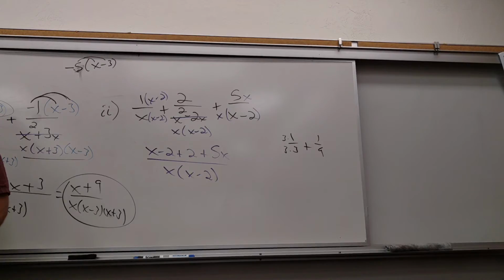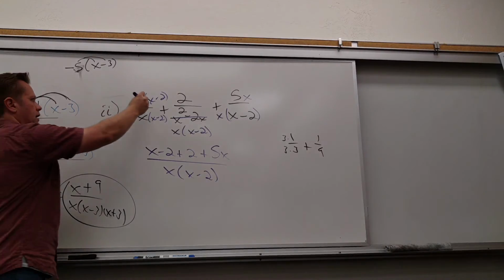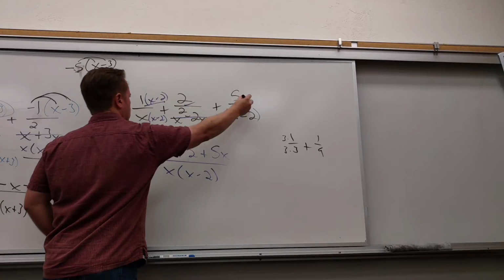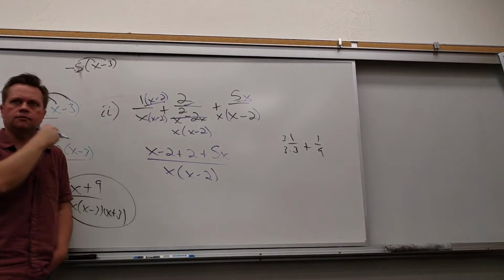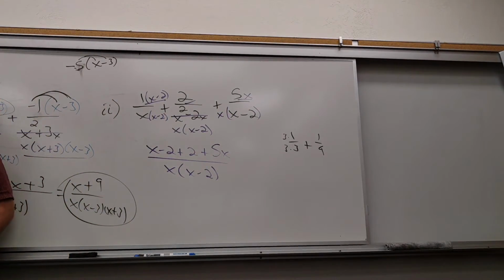Add the tops. Is that cool? So I took that top, plus that top, plus that top, all over the common bottom. Because that's how fractions work. Once you have the bottoms the same, you just put the tops together. That's how fractions work. I don't care if there's variables in there or not. They're still fractions. So what happens on the top?